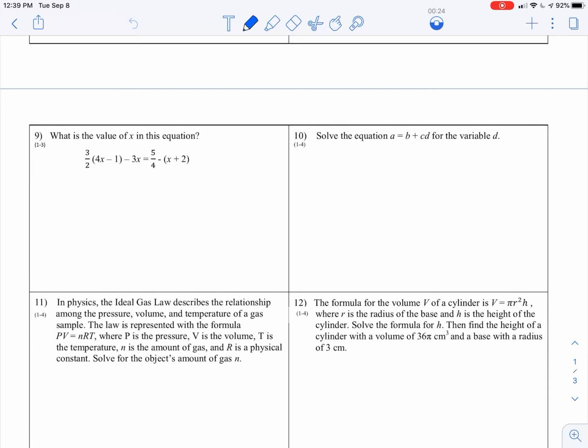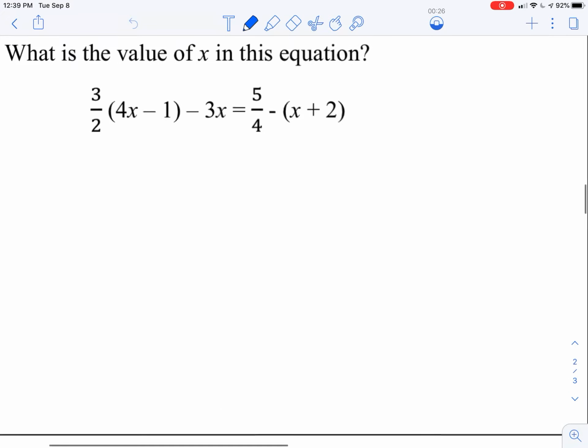Okay, so it's asking what is the value of x in this equation. So x is going to be one number, okay, and it may end up being where it has no solutions, and that's what we're going to figure out. So let's go ahead and work this out.